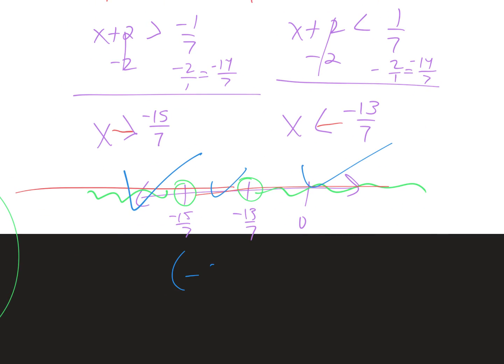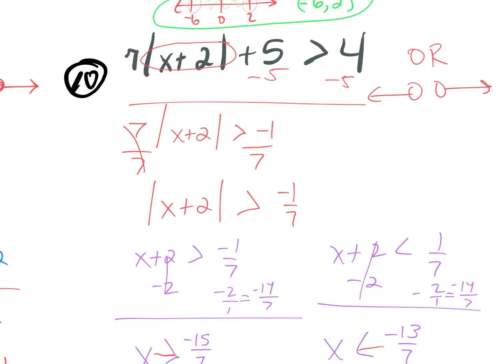Here, guys, your answer is all real numbers. Negative infinity, positive infinity. The way you know that, look at this right here. What does that inequality say? Absolute value is greater than a negative number. That will always happen.